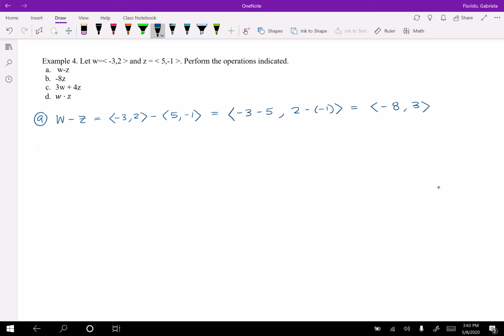Let's do B. So we're going to be multiplying vector Z by a scalar -8. So we have -8 times vector Z, which is -8 times <5, -1>. Here, each of the components gets multiplied by the scalar, and it's still going to continue being a vector. So we have -8 times 5, -8 times -1, which is going to give us the vector <-40, 8>.